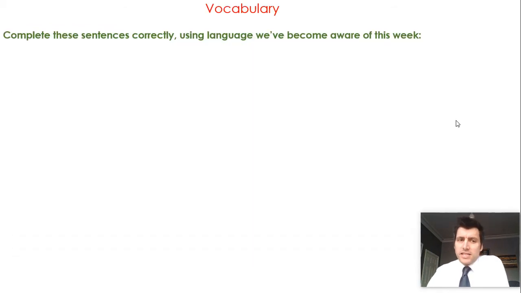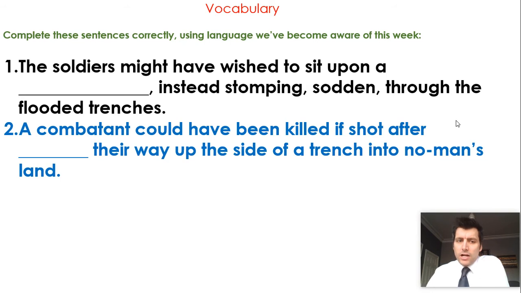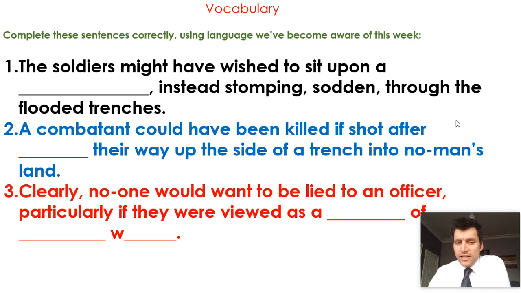Okay, now we've got some sentences here which I'd like you to try and complete using language you've thought about and seen this week. So we've got this sentence: soldiers might have wished to sip upon something, instead of stomping sodden through the trenches. A combatant, so that's a synonym for soldier, could have been killed if shot after something their way up the side of a trench into no man's land. And finally, clearly no one would want to be lied to by an officer, particularly if they were viewed as a something of something.